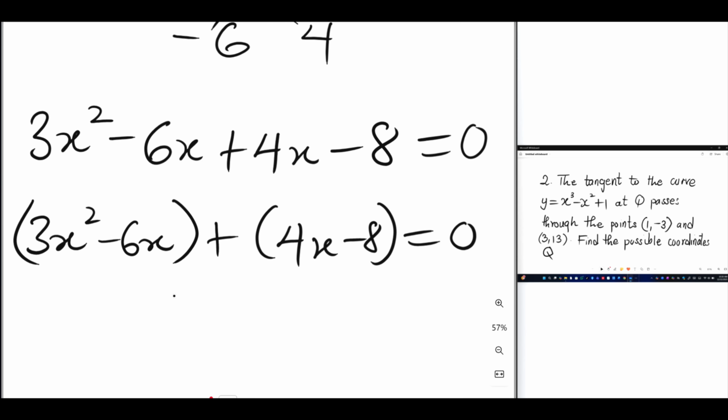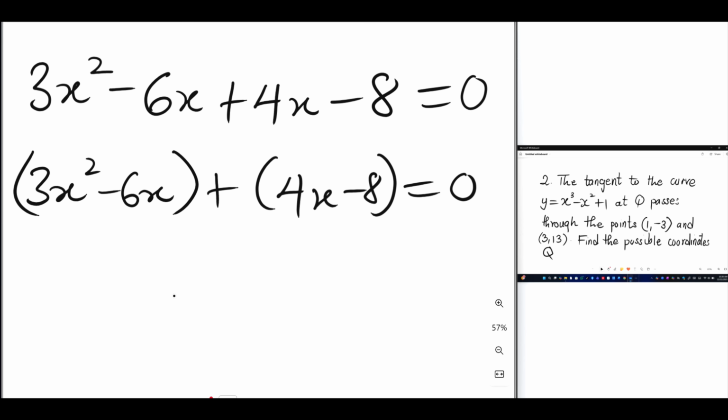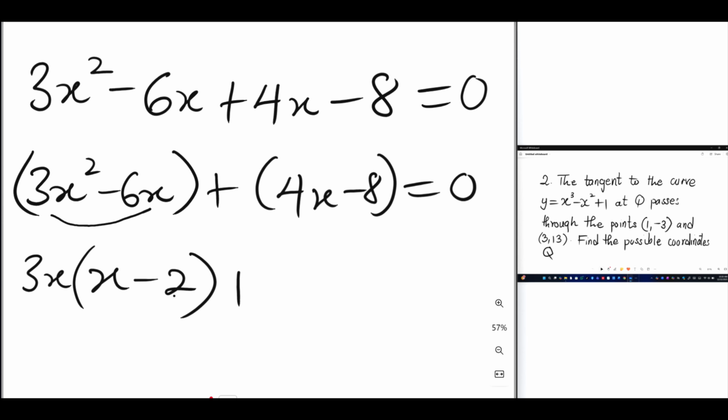So we identify the highest common factor of each of the brackets. The highest common factor of the first two terms is 3x. So 3x dividing 3x squared will give us x, and 3x dividing negative 6x will give us negative 2. Then plus, the highest common factor here will be positive 4. Then you open bracket. We divide through by 4, so you get x and negative 2.